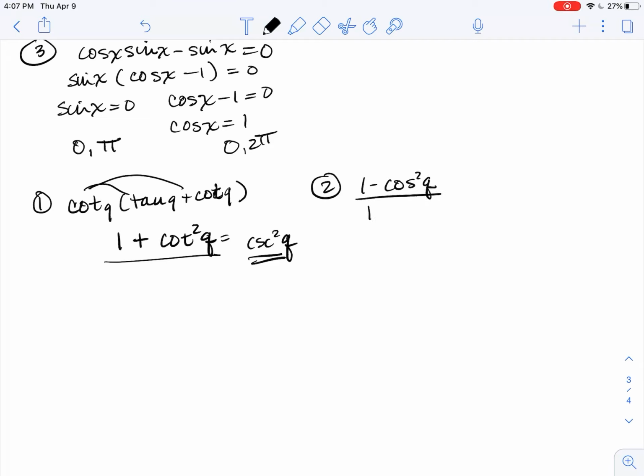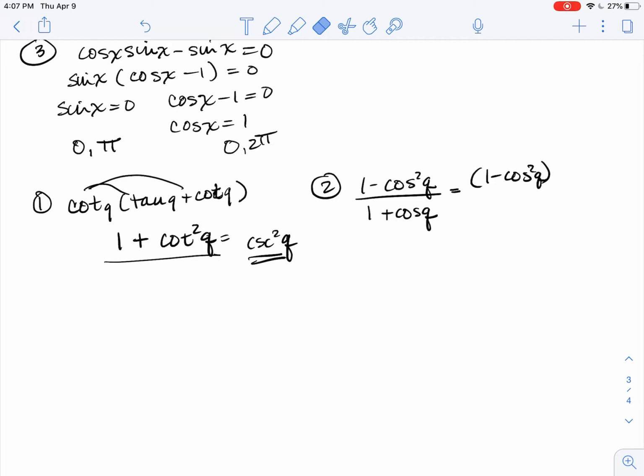Okay, let's try the next one. Sorry, I'm flipping through my notes. Number 2, I have 1 minus cosine squared q over 1 plus cosine q. Okay, so we could do this one a couple of different ways.